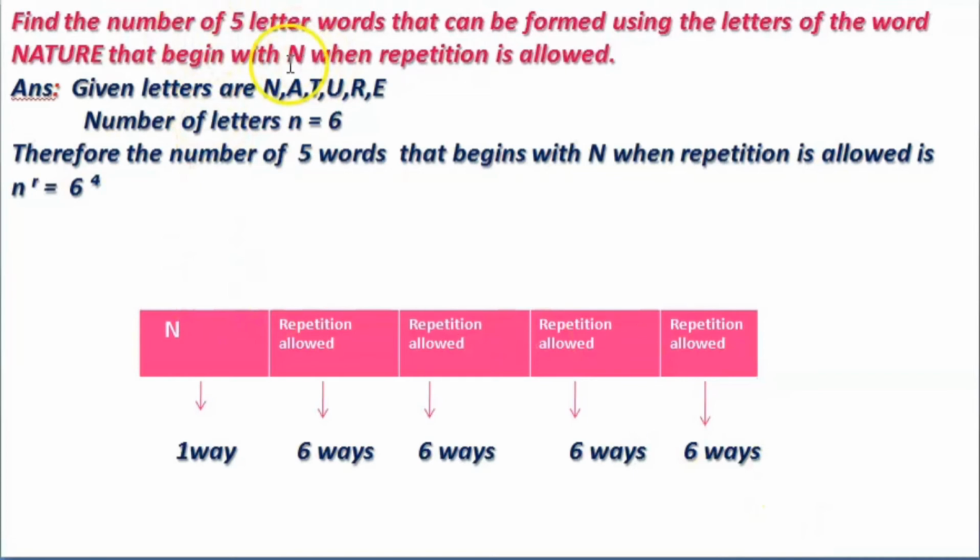Since the word must begin with n, there is no choice for the first place. The first place can be done in only one way. It is restricted. So no need to think about the first place. So the remaining 4 places, 6 letters. Therefore, the number of 5-letter words that begin with n is 1 into 6 power 4. Okay.